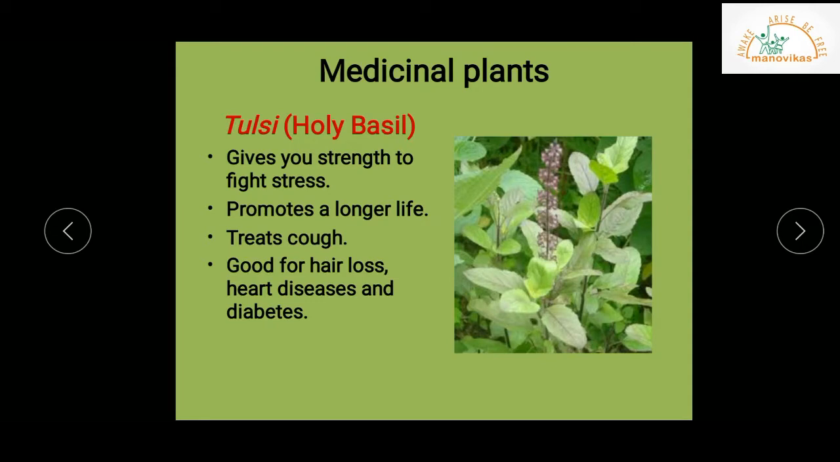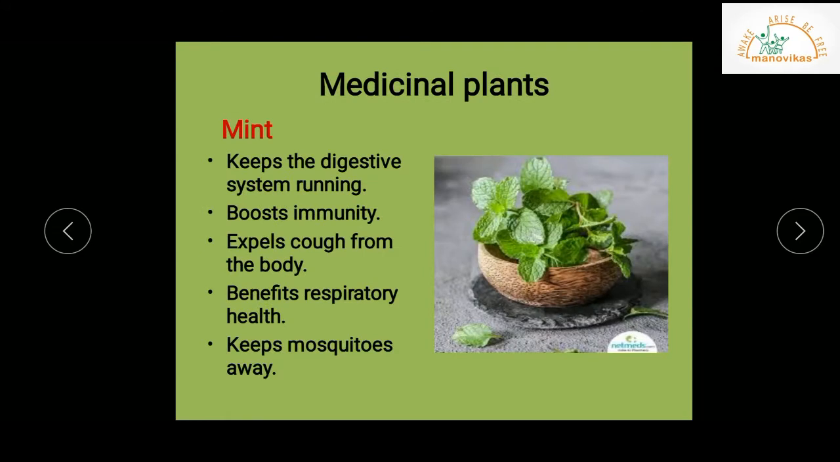Since ancient times, Indians have used natural products like plants and herbs as medicines. Tulsi gives you strength to fight stress, promotes a longer life, treats cough, and is good for hair loss, heart diseases, and diabetes. Mint keeps the digestive system running, boosts immunity, expels cough from the body, benefits respiratory health, and keeps mosquitoes away.